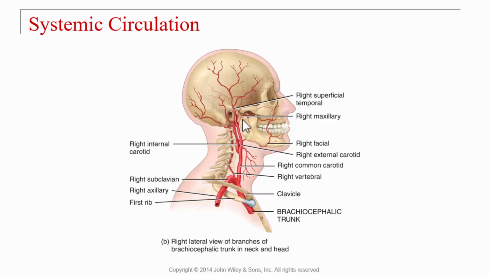Okay, and as we go a little bit farther, we're going to have the right vertebral artery coming off of the subclavian here. So this vertebral artery, again, goes through the transverse foramen of the cervical vertebrae, and it becomes part of the circle of Willis, again, the arteries that feed the brain.